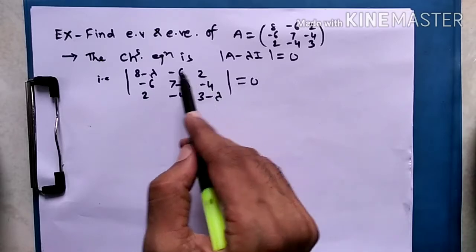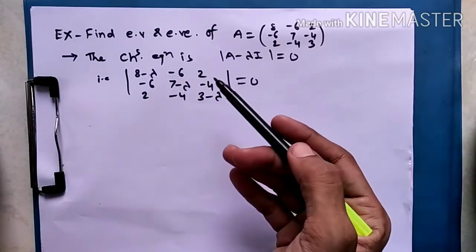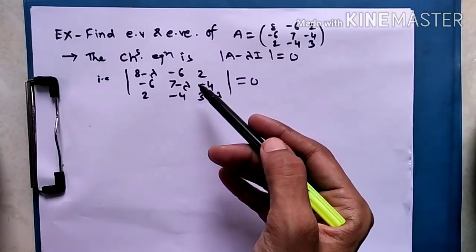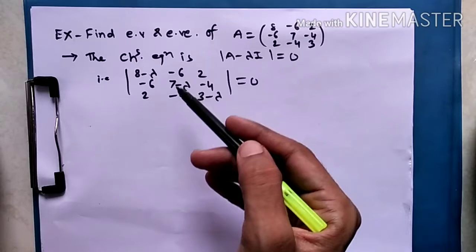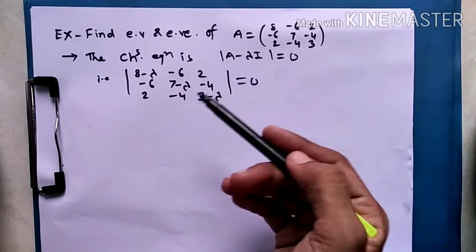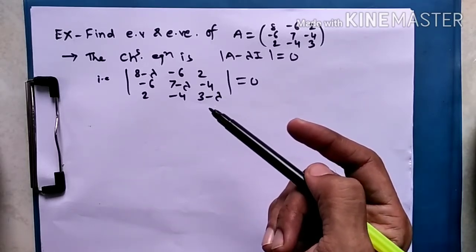Now we can find the determinant of this 3 by 3 matrix, or as we did before, instead of that we will use the formula to find the characteristic equation. Here it will be a cubic equation, and then we will get 3 roots for the given 3 by 3 matrix. That will be the required eigenvalues.